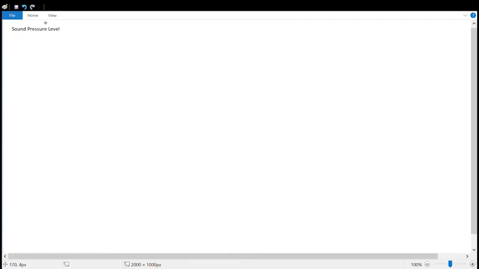Now we have an intensity I, and that is actually related or proportional to the pressure squared.